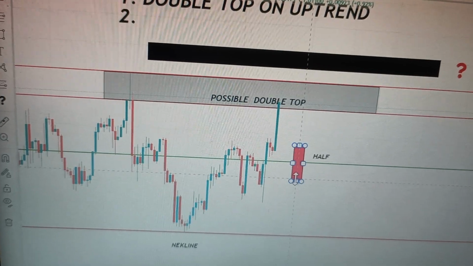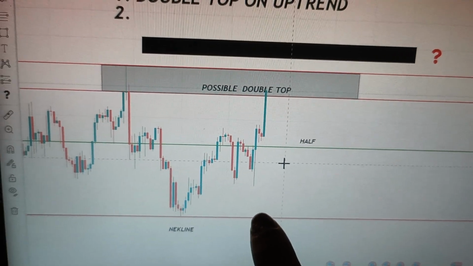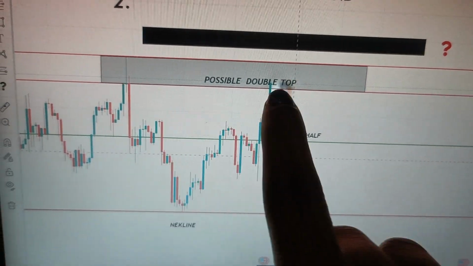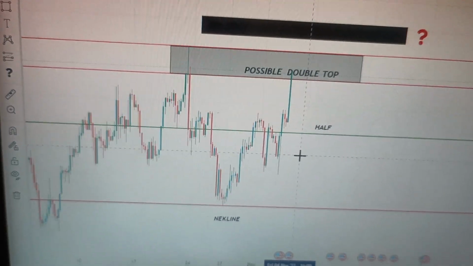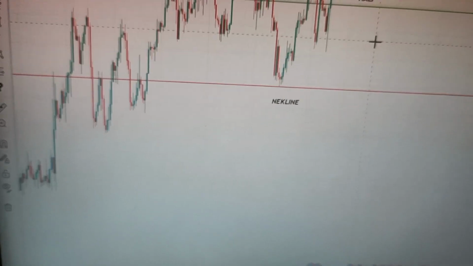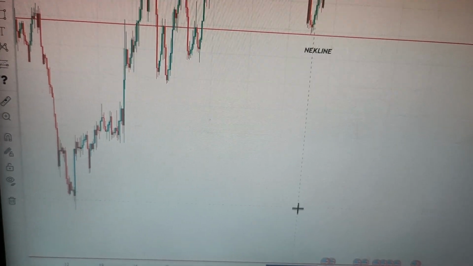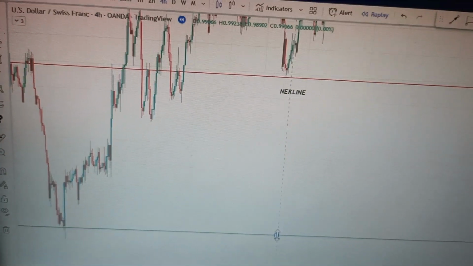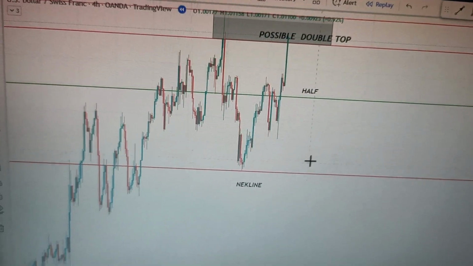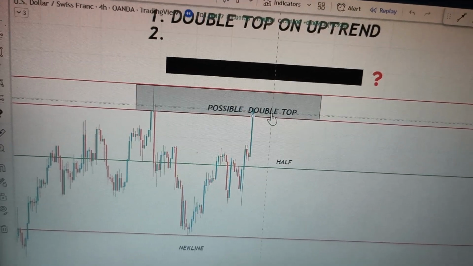So don't take double tops on an uptrend if they break the neckline. Breaking the neckline on double tops on an uptrend means that the market will reverse. So if the market now breaks our neckline, where do you think it will go? It will go back to where it came from. So the market will reverse. And for the take profit, we always target the body, where the body is. That's where we target our take profit. So guys, that being said, you can now trade double tops on an uptrend very easily.